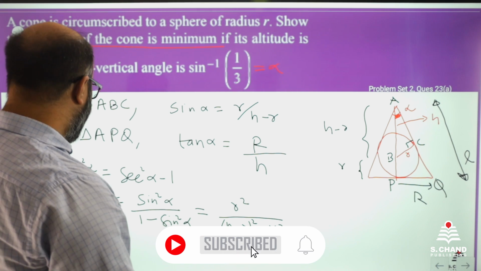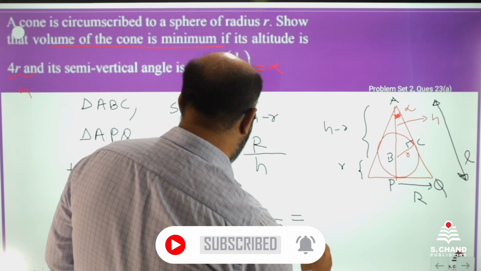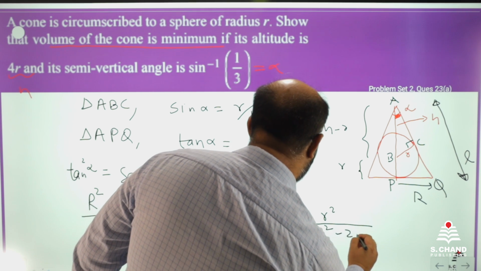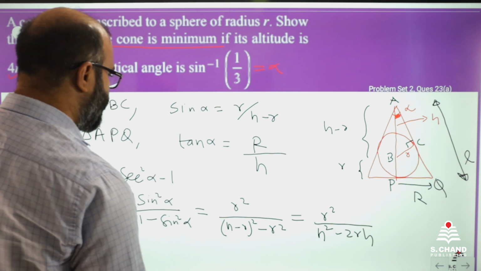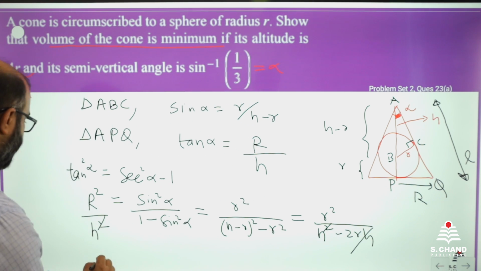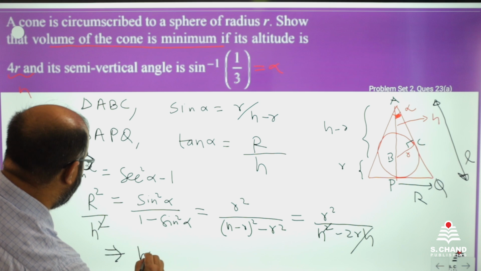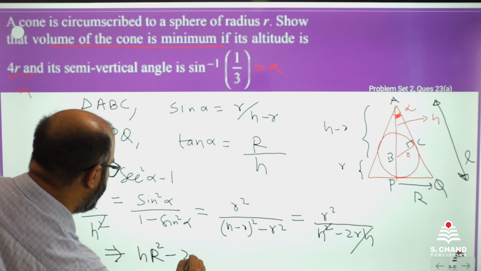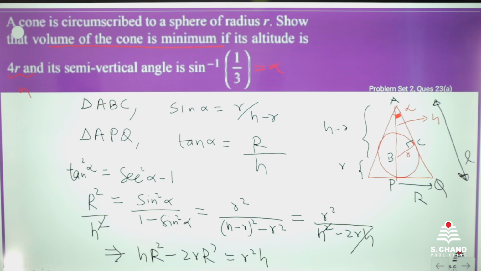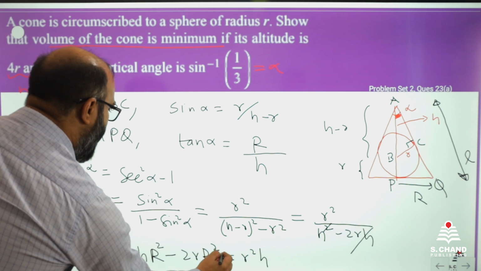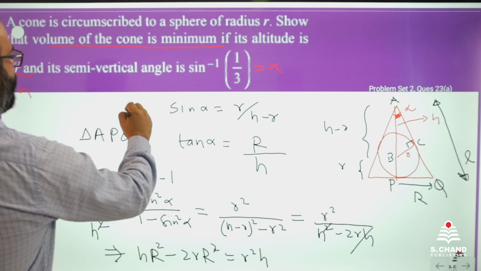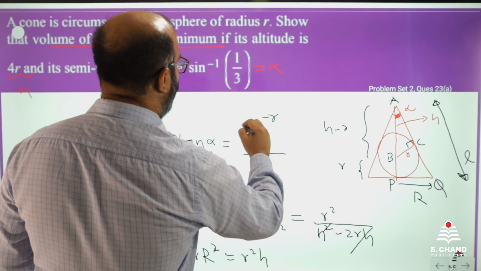Now we find a relation after simplifying this. This is r square by h square minus 2rh, like this, and one h will get cancelled here. So we can say that h r square minus 2r r square is equal to r square h. Now let us see what we have to find. We will use it, but let us see what we have to find. You have to find the volume of the cone.